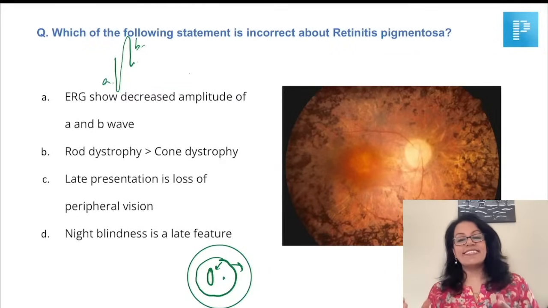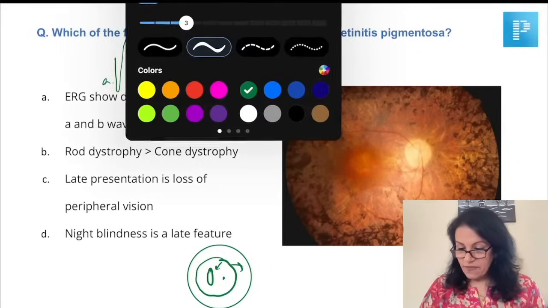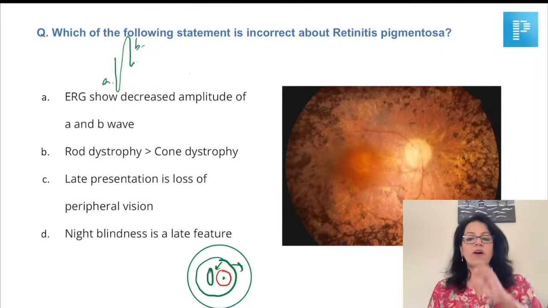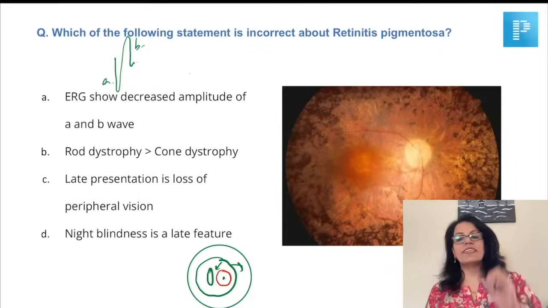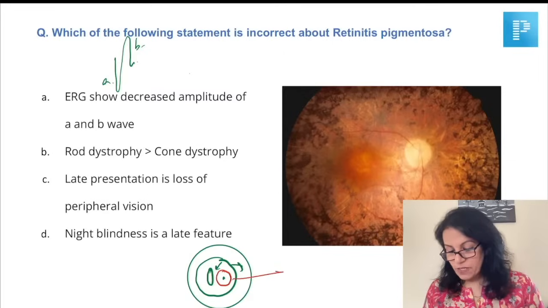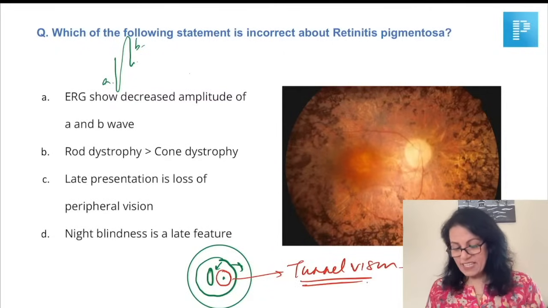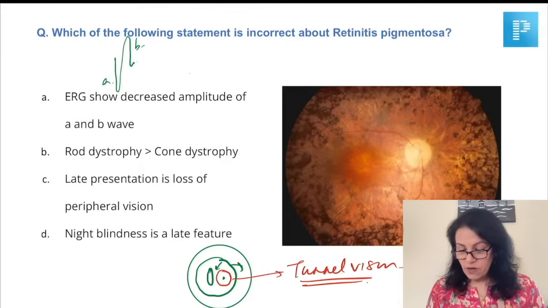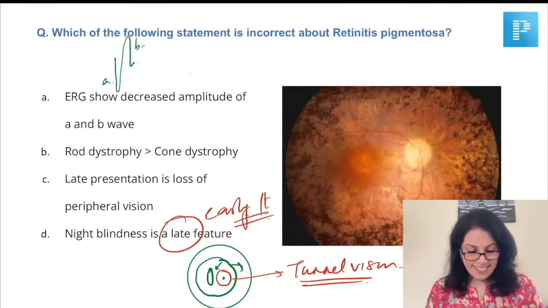And at the very late stage, do you all remember what happens? At the very late stage, what you get is a tunnel vision. Everything is gone and only a very small field around the central vision is left behind. And that is what is called tunnel vision, isn't it? So this is, of course, a correct statement. So what is wrong? Night blindness is the earliest feature, isn't it? The moment the patient is going to present. So it's not a late feature, it's an early feature. So I think you all agree with this, right?